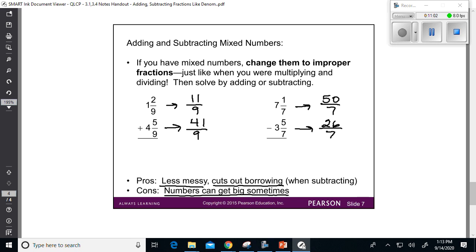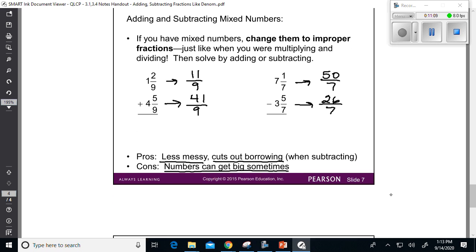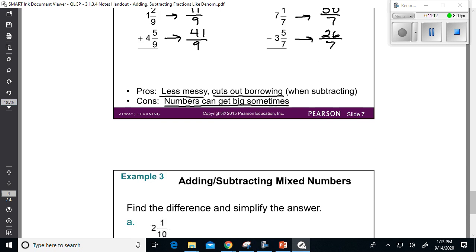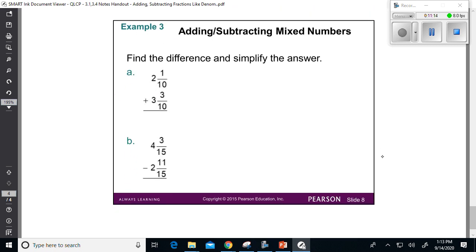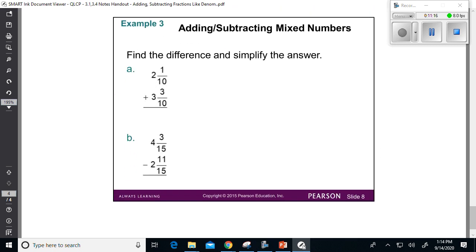So, that being said, let's do 2 more examples. We'll wrap this up today. So we do 1 adding, 1 subtracting.